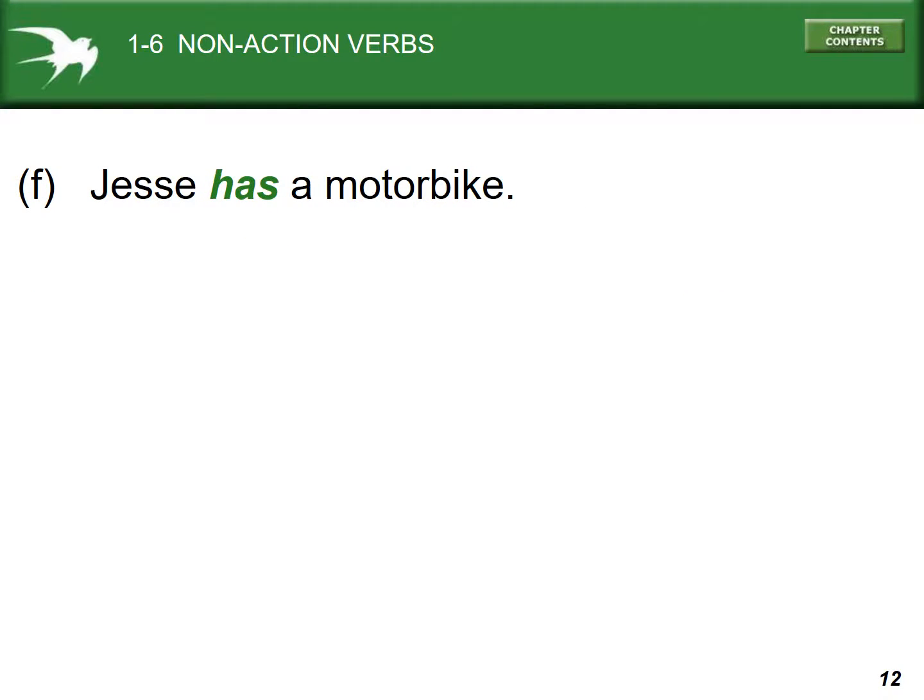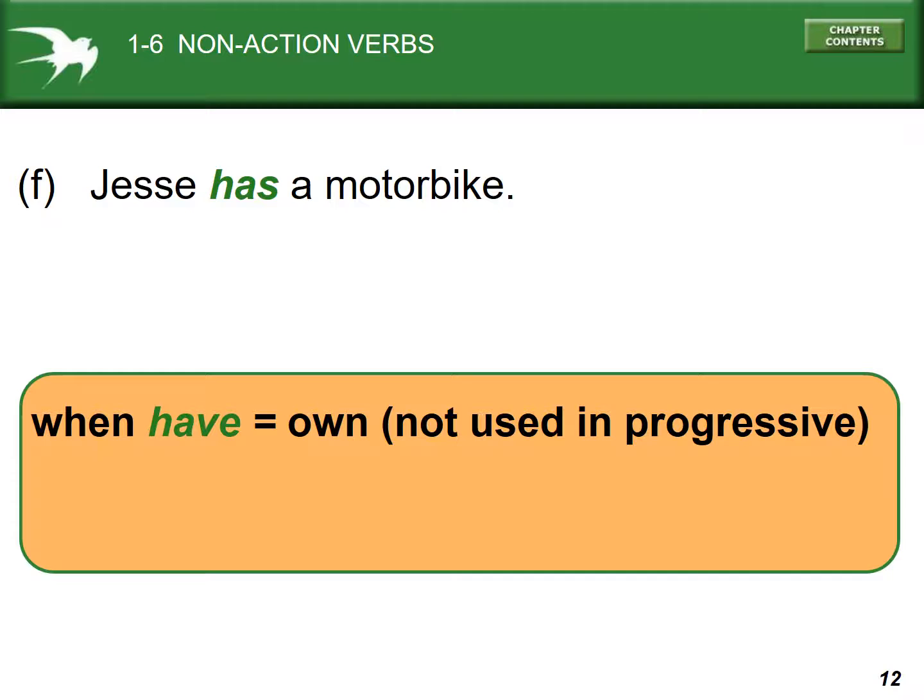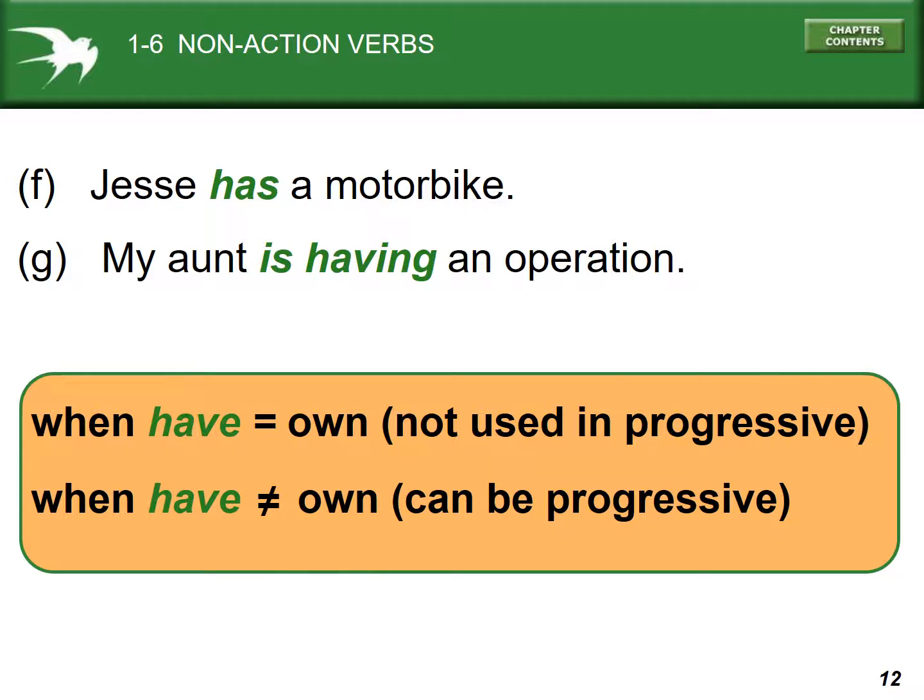So Jesse has a motorbike. When have means ownership, when something is owned, it is not a progressive verb. But when it doesn't mean own, like my aunt is having an operation, in that case it means undergoing or taking part in or doing. So that can be progressive. My aunt is having an operation. We can infer that that is happening right now or happening soon.